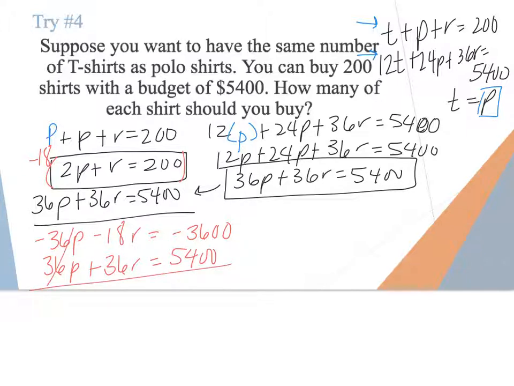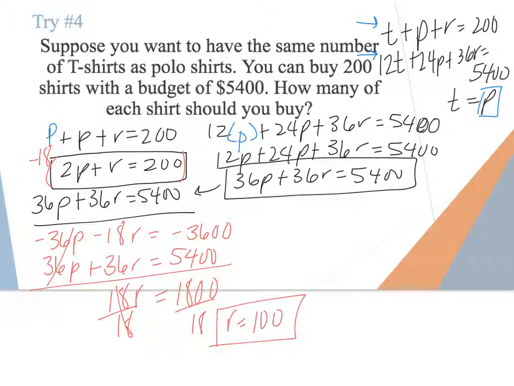Okay, the P's are gone. I am left with 18R equal to 1,800. And if I divide by 18, R is going to equal 100. So there will be 100 rugby shirts.